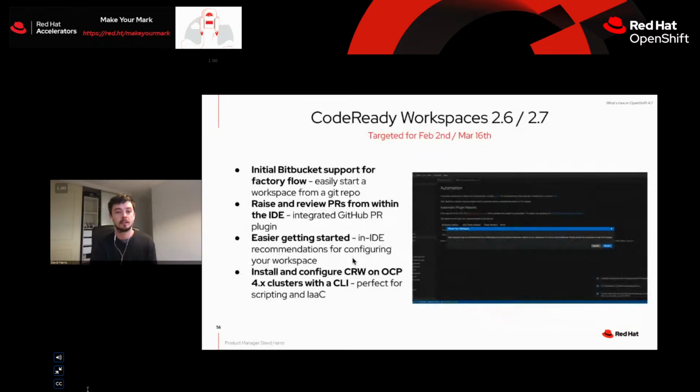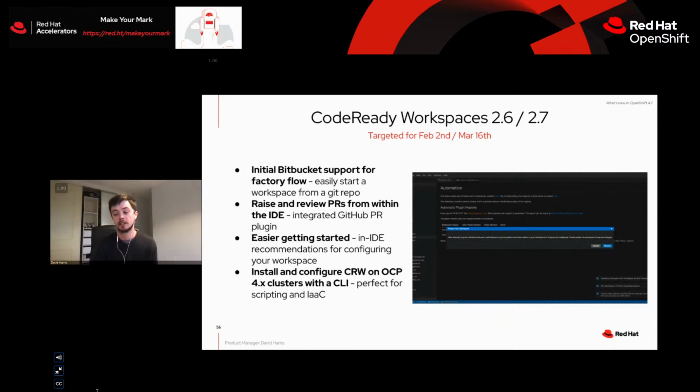Code-ready workspaces is based on the Eclipse Che upstream project. It provides Kubernetes-native development environments, all hosted on OpenShift. It's great for fast onboarding onto projects and collaboration, with everything you need in a consistent and reproducible environment. There are some exciting new updates either side of the 4.7 release.